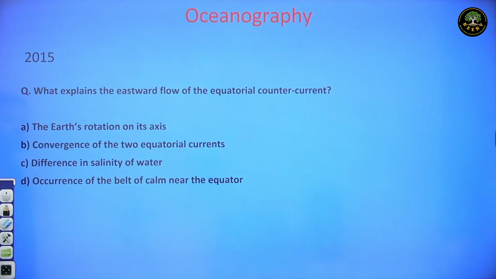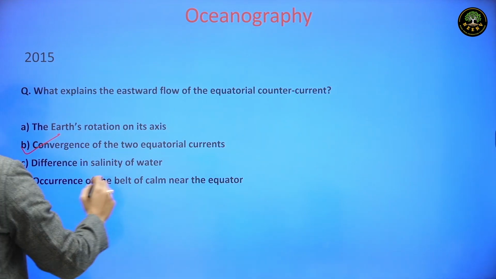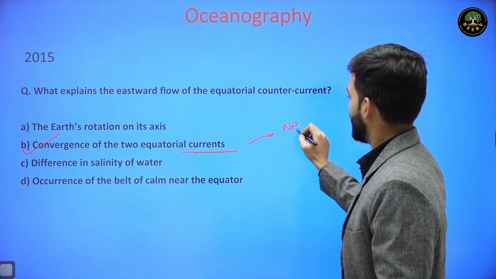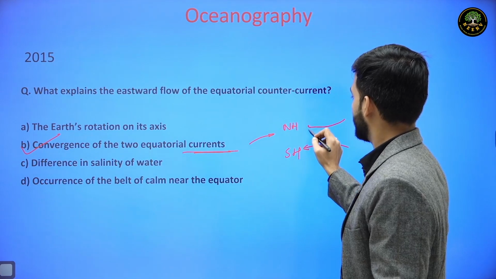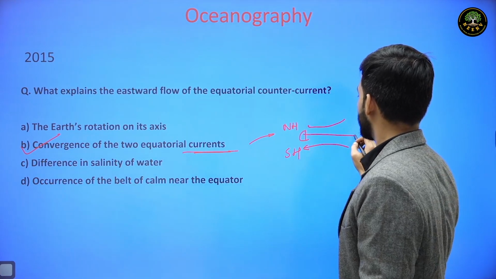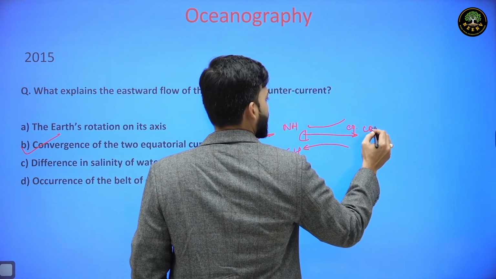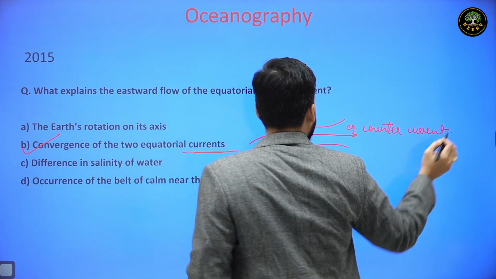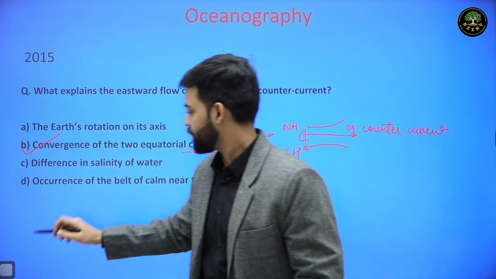So if we look into this question, convergence of two equatorial currents, that is in the northern hemisphere and in the southern hemisphere, this leads to piling up of water, and that piled up water tries to balance itself in the form of equatorial counter current. So this is the primary reason behind the eastward flow of the equatorial counter current.